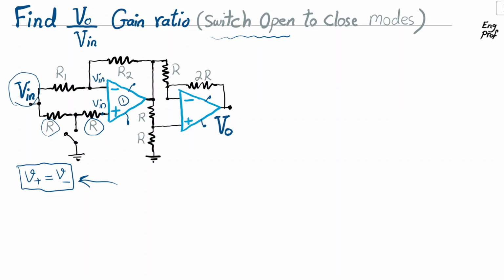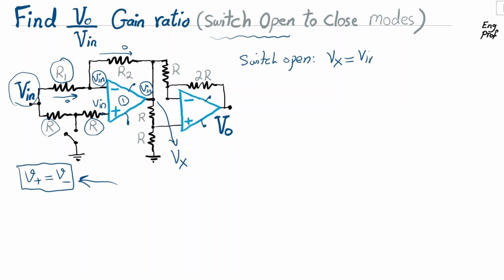So, what is the impact? Since on both sides of R1 we have the same voltage Vn, no current can flow through R1. As a result, no current continues flowing through R2. As a result, the output of op amp number 1 is Vin as well. So for the switch open scenario, if I name this node, the output of op amp number 1, Vx, I concluded that Vx should be equal to Vin.